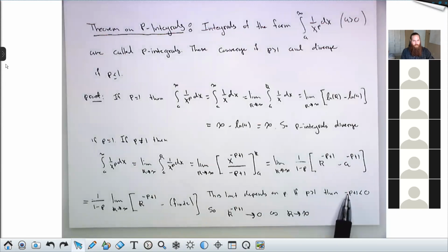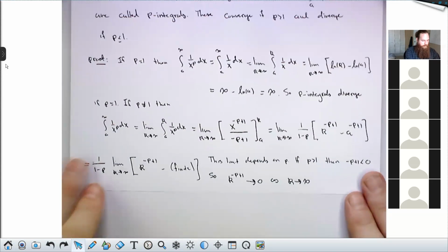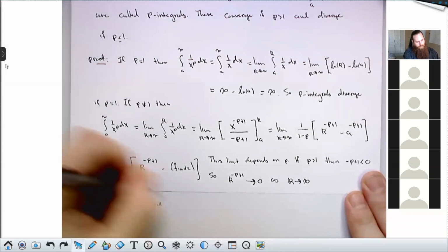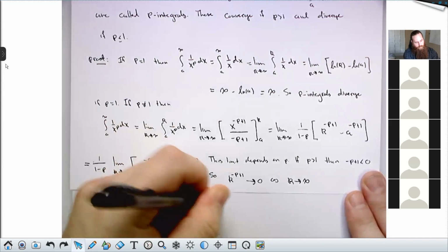If p was 3, then negative p plus 1 would be negative 2. So it's 1 over r squared, which again goes to 0 as r goes to infinity. If p is 4, then this would be 1 over r cubed, which again goes to 0 as r goes to infinity. So the integral would converge if p is greater than 1.